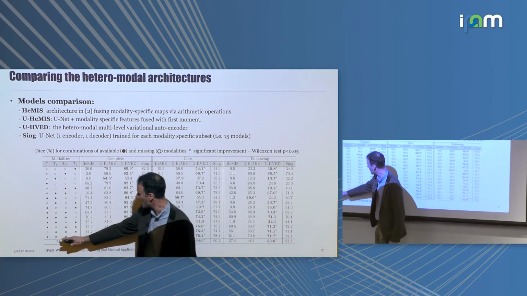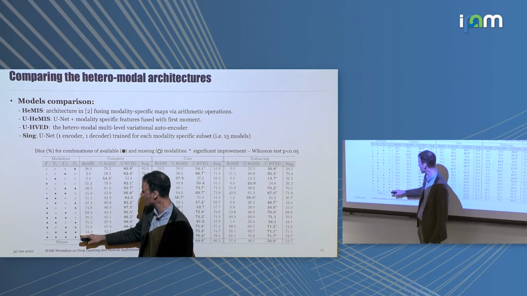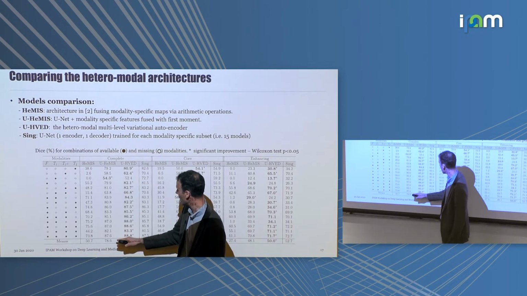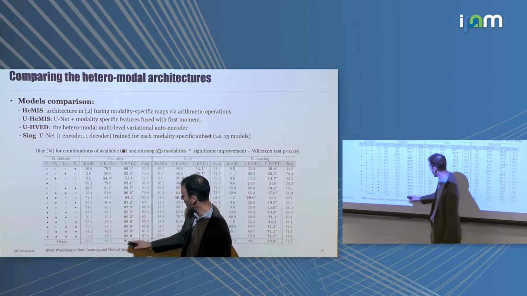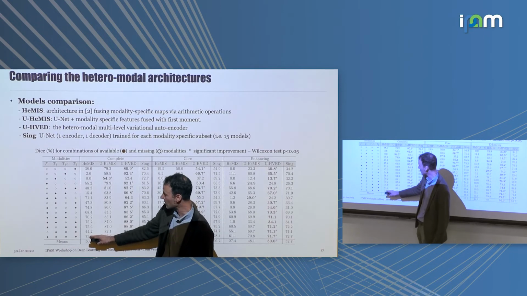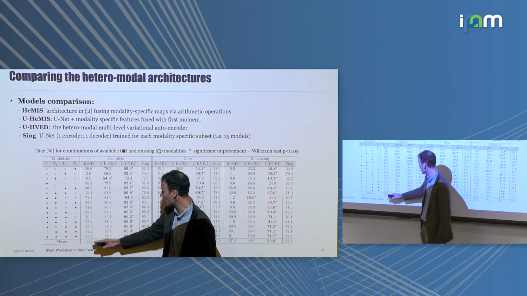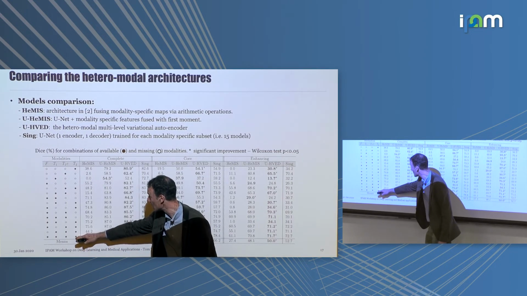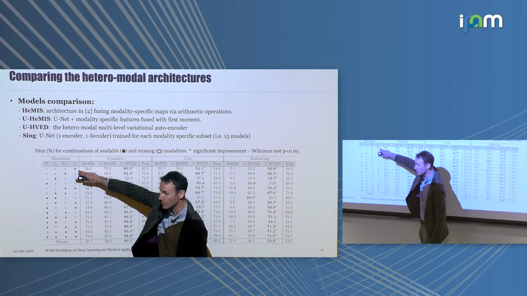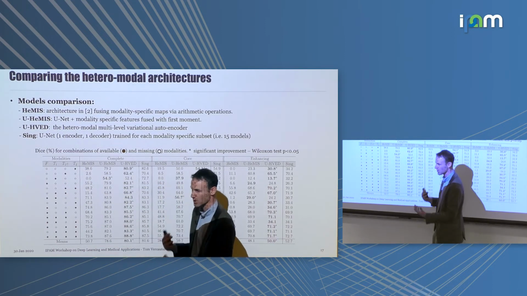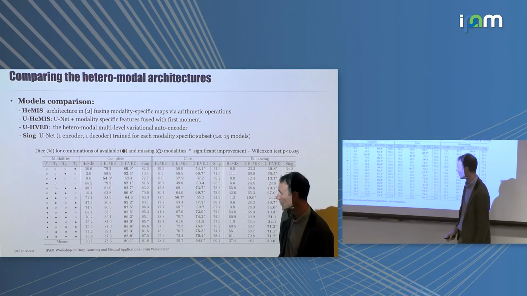Depending on what's available as input, we run our algorithm. We compare it to HeMIS as a baseline. So this is when we have access to all the modalities. This would be when we have access only to the T2 and so on. So we did all the combinations for testing purposes.